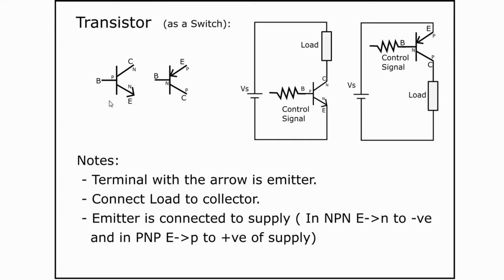Now let's see how a transistor can be used as a switch. There are two types of transistors: an NPN transistor and a PNP transistor. Now let's consider a case where we have a DC source. Again, why am I considering a DC source? Because transistors will work only with a DC source. So now let's consider that we have a DC source here and a load here.